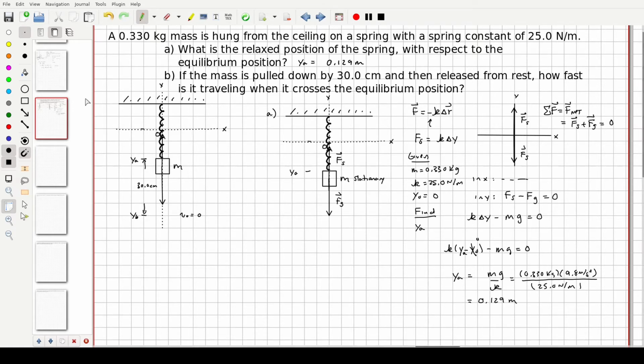0.129 meters. Now, like I said, we're going to need this for part B.